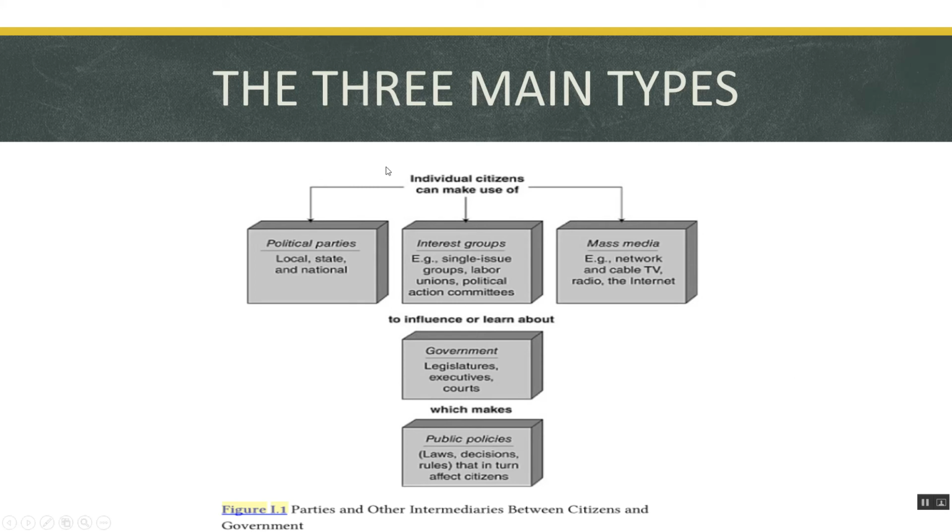The three main types of political intermediary currently active in American politics are political parties and interest groups, which we'll talk about here, and the mass media, which we'll discuss later. All three of these are tools that you as a citizen can use to influence or learn about the government, and that the government can use to influence or learn about you.